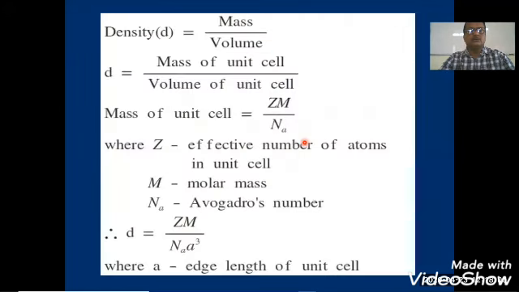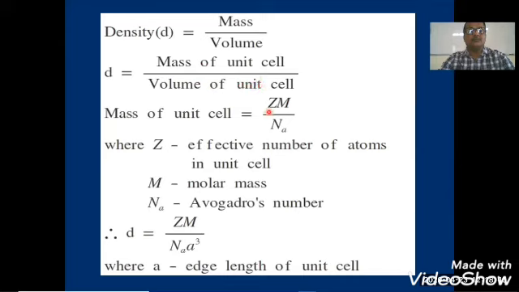Now I can also calculate the density of a cubic unit cell. The calculation is simple. Density is mass by volume. So the density of a cubic unit cell will be the mass of the unit cell divided by the volume of the unit cell. Now the mass of the unit cell will be equal to the number of units per unit cell. For simple cubic it is 1, for BCC it is 2, for FCC it is 4, and the volume of the unit cell is given by a cube.